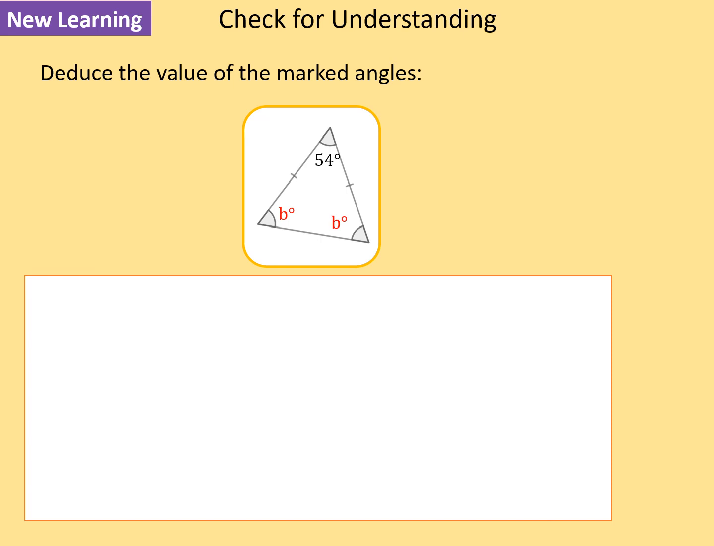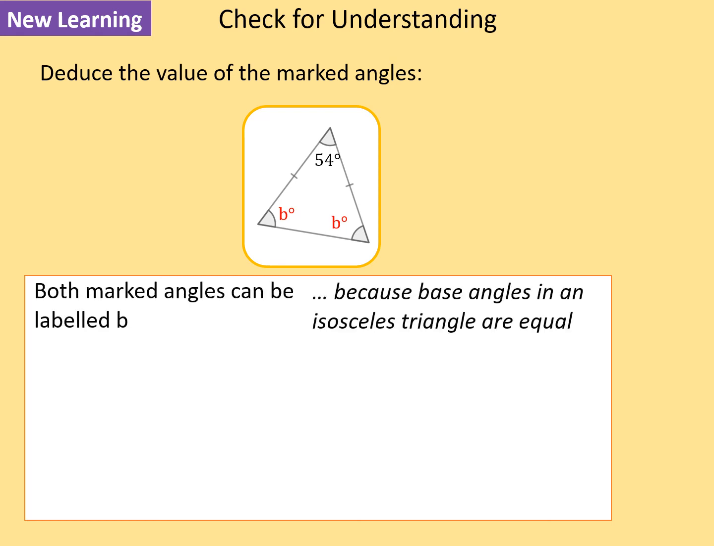For the second example, we are going to mark both of these marked angles B. We can do this because base angles in an isosceles triangle are equal. If you are unfamiliar with this, please think back to the properties of triangles we've learnt earlier in the year.